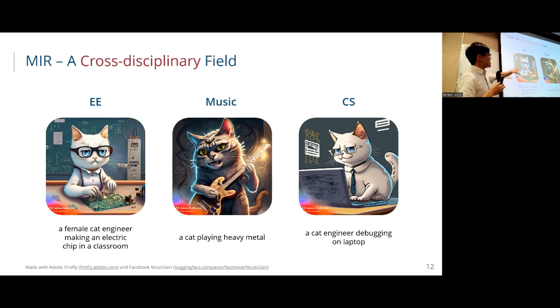Also notice that these images are actually generated by Adobe Firefly. It's a latest text-to-image generation model, which is not open source, but you can use it online. Basically you can create something like a cat playing heavy metal. You probably won't have this example in your data set, but somehow the model can magically learn to generate a cat playing heavy metal. So that's the power of generative AI.